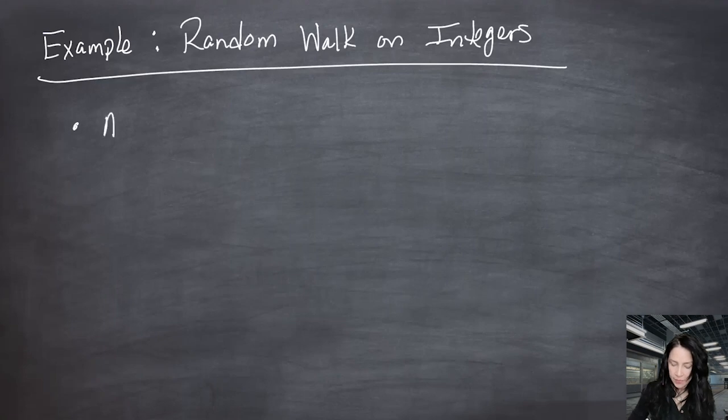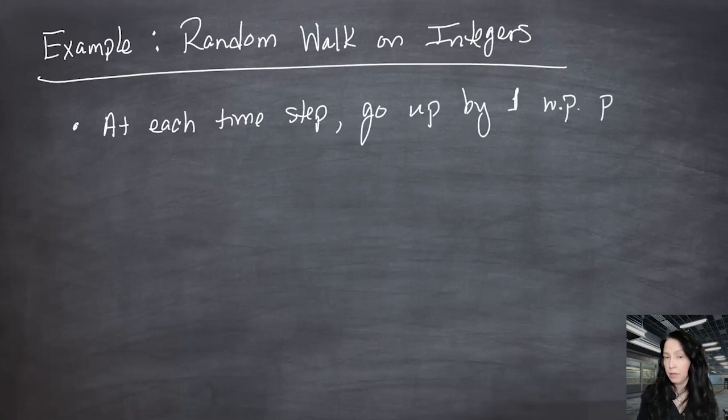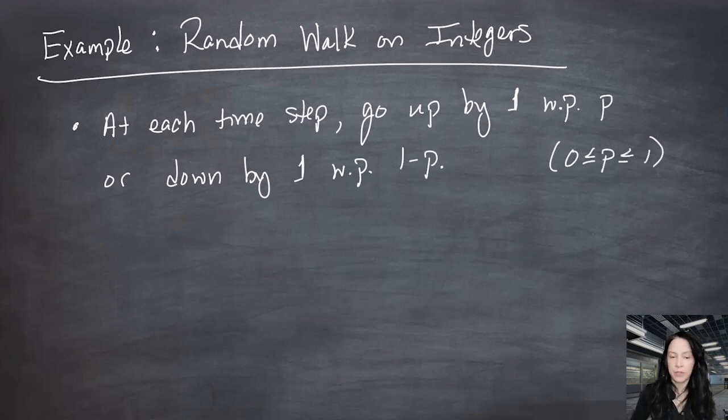At each time step, the process can possibly go up by one with some probability p, or go down by one with some probability one minus p. It can't stay flat and it can't jump further. So we'll go up by one with some probability p. P actually could be zero or one, but this is a number between zero and one inclusive, or down by one with probability one minus p. So between zero and one.